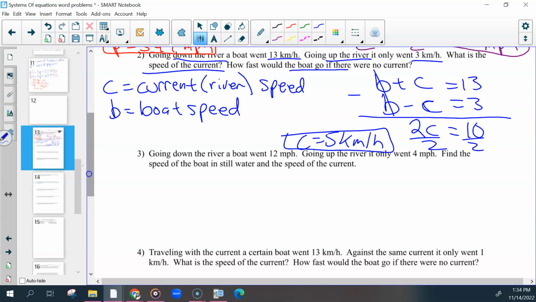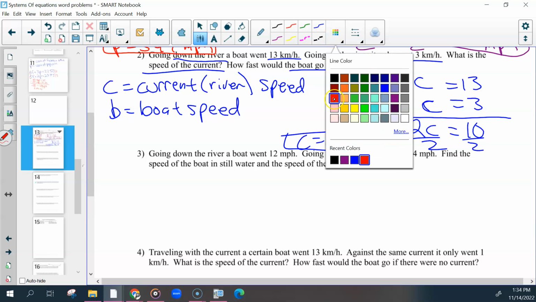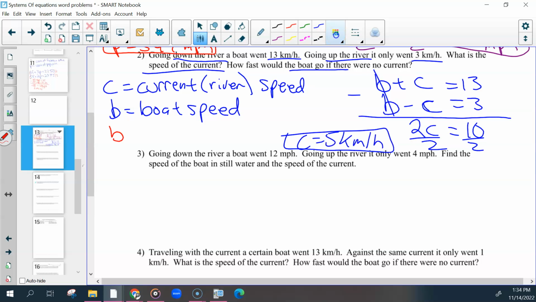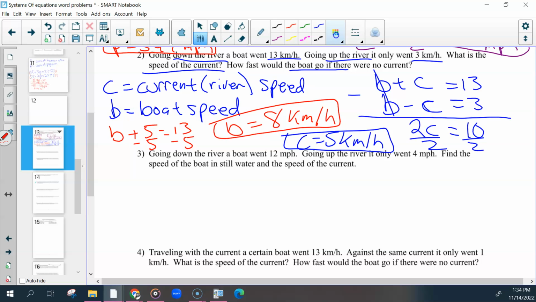Will the test have any questions like this? There will be at least one of these. Right, and then go back and find B. Again, these are small enough that you could put them back in. 8 plus 5 is 13. 8 minus 5 is 3. Those work.